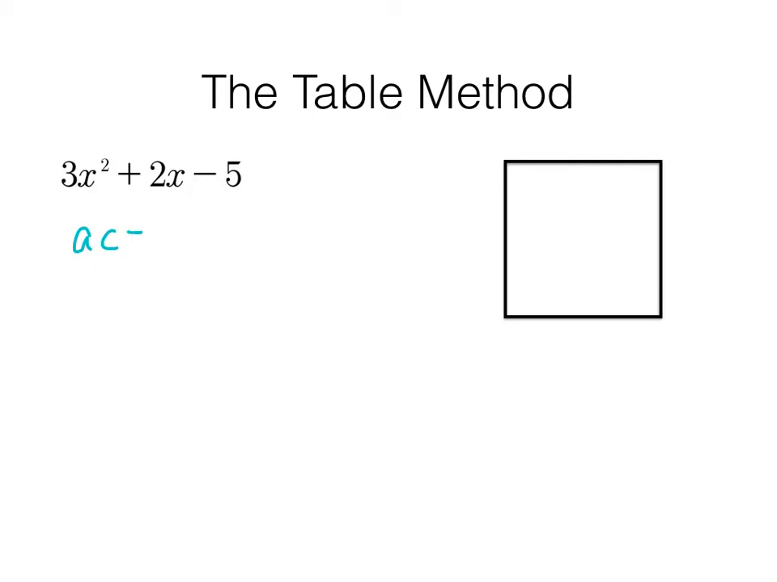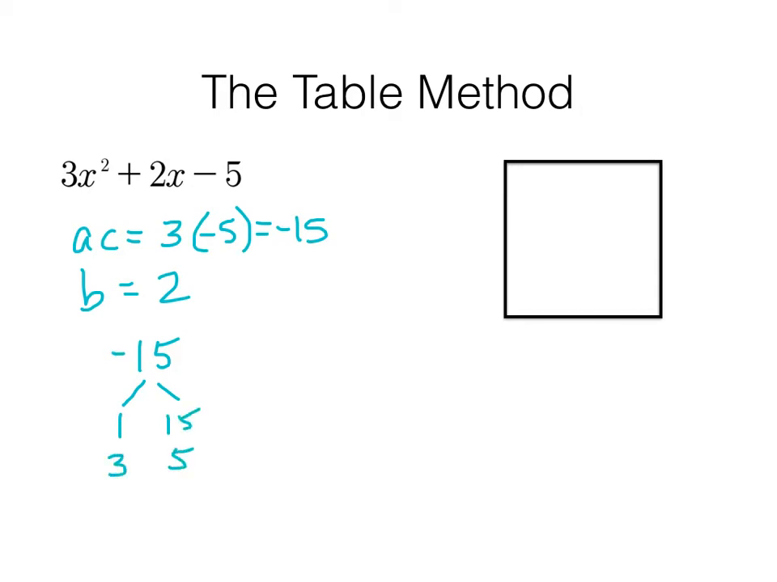Start with AC, which in this case is 3 times negative 5, which is negative 15. Now consider B. B is 2. We need factors of negative 15 that add up to 2. Well, the number 15 only really has two pairs of factors, 1 and 15 and 3 and 5. If we're thinking of negative, then you switch back and forth between having one negative and one positive. Or you think about what we talked about in the last video and you think about factors of 15 that have a difference of 2. But look here, we've got them. Here it is right here. Okay, so you got your two numbers.